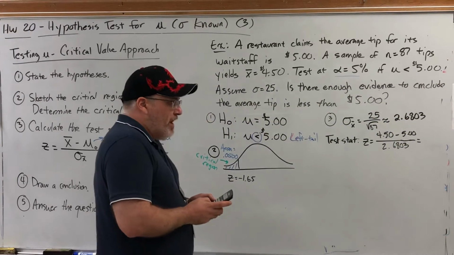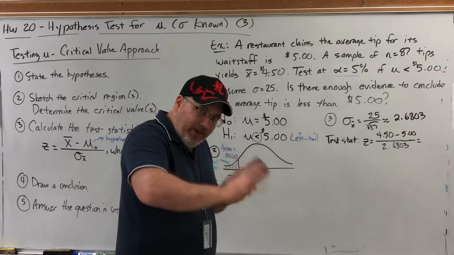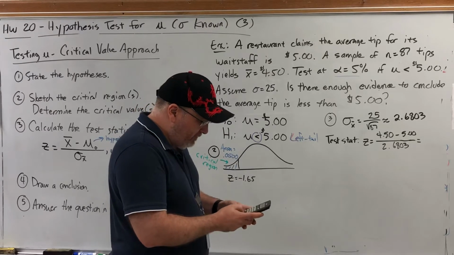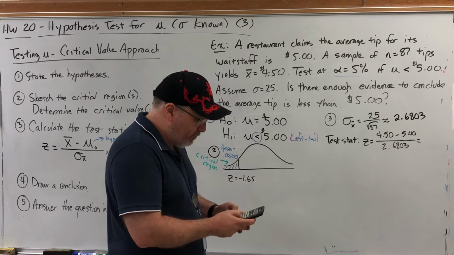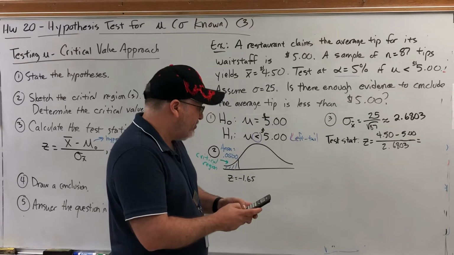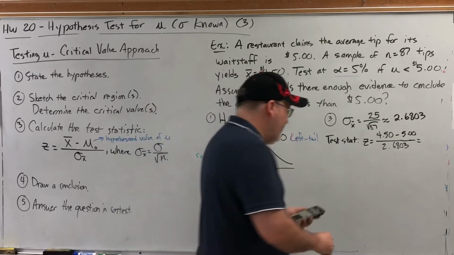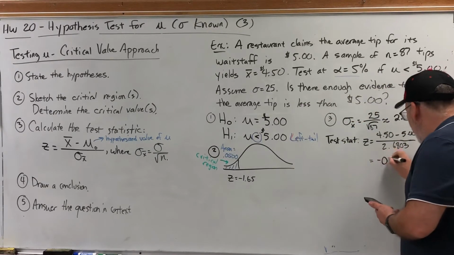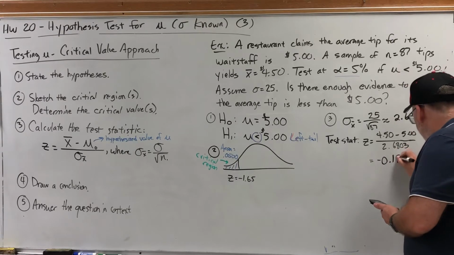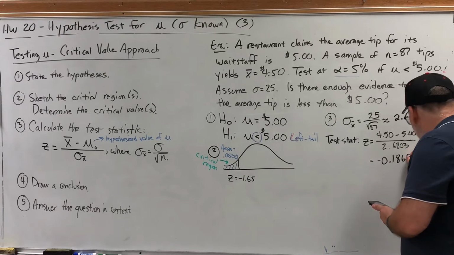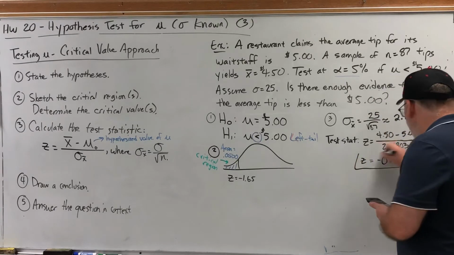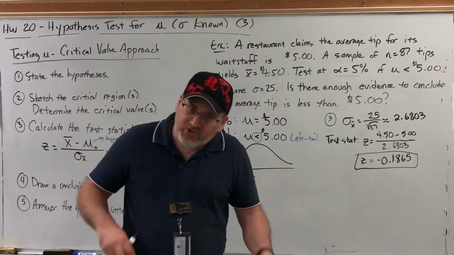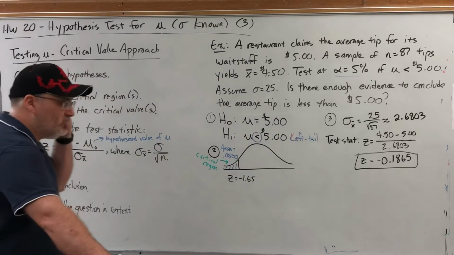be careful, you have a subtraction problem and a fraction, so if you're going to put it all in one fell swoop, you have to put parentheses around the numerator. Parentheses, $4.50 minus $5, close parentheses, divided by 2.6803. And we get a value of negative 0.1865. So this is what's called the test statistic. This is the value of z that we got from our sample that we're going to test against the critical value.